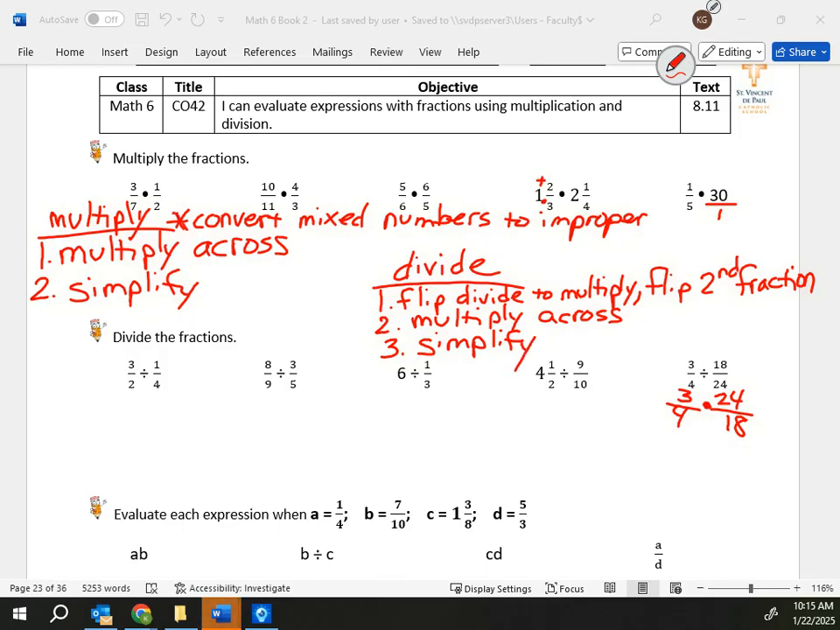Remembering that we are converting those mixed numbers to improper. We are putting a 1 underneath whole numbers to make sure it's a fraction. So we don't want any whole numbers in there. Everything has to be a fraction, either improper or putting a 1 under that whole number. Any questions for this?